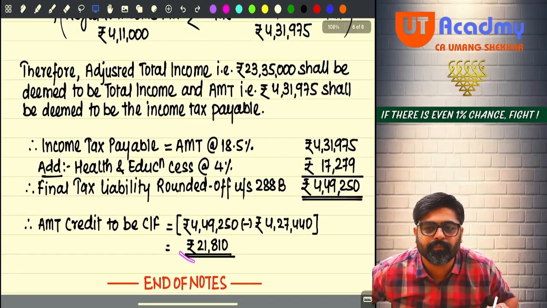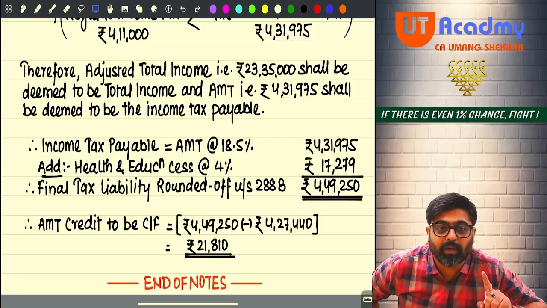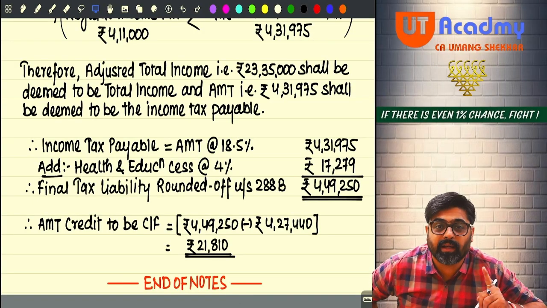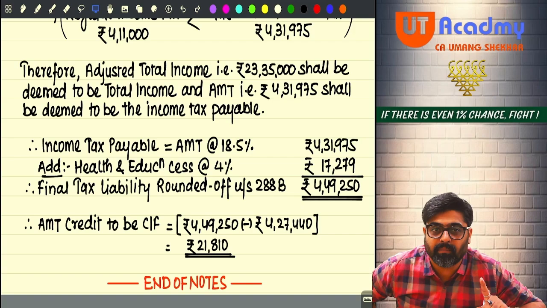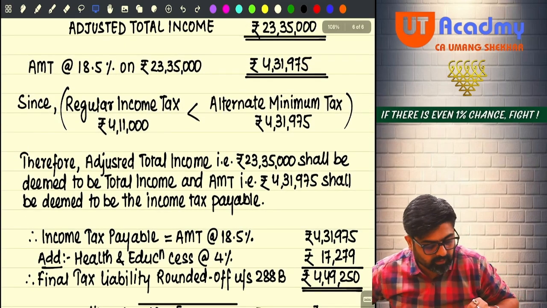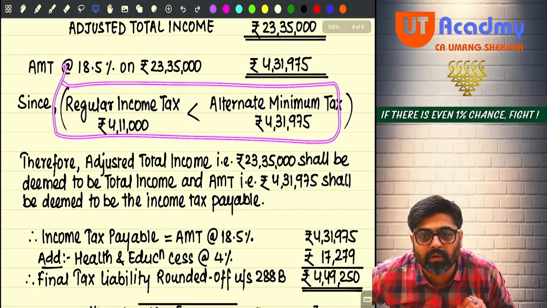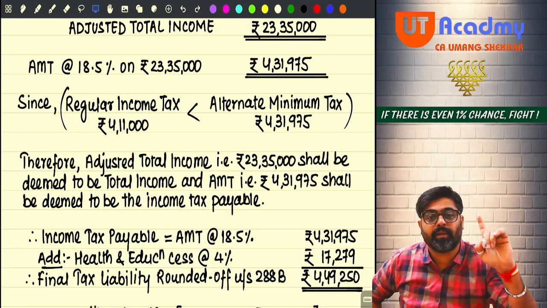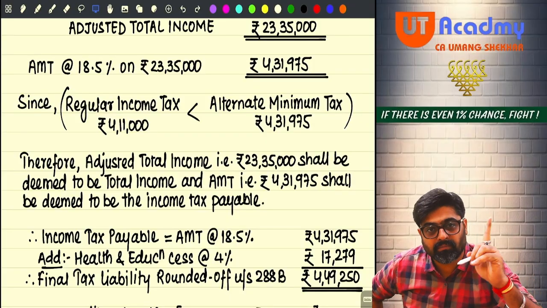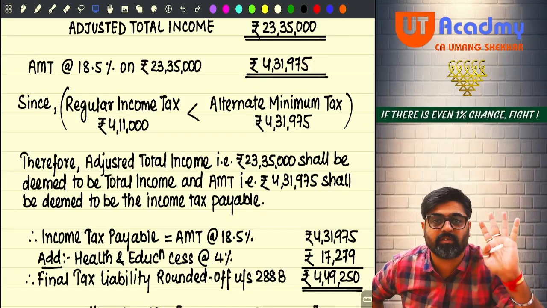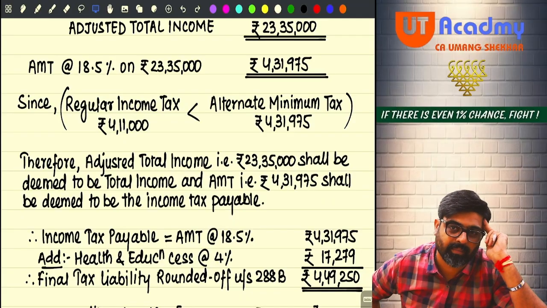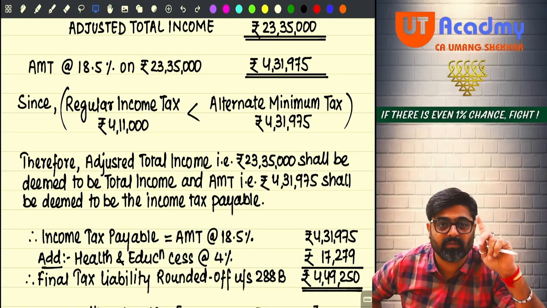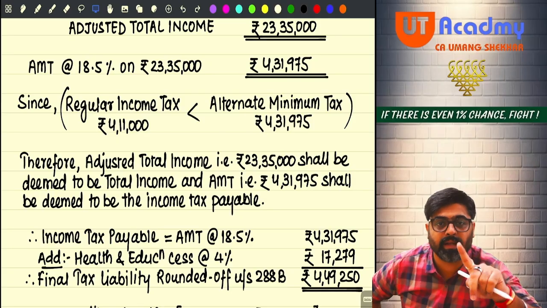Yes, this amount. So whenever you calculate AMT credit, please remember AMT credit is not the difference of these two items. Yes or no? AMT credit is the difference of AMT including cess and surcharge minus regular tax including cess and surcharge. Getting my point, sir? Will you be able to calculate like this? If this type of question comes in the exam, it will be for a minimum of 10 marks.